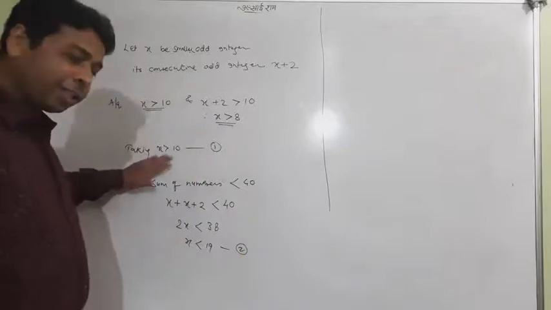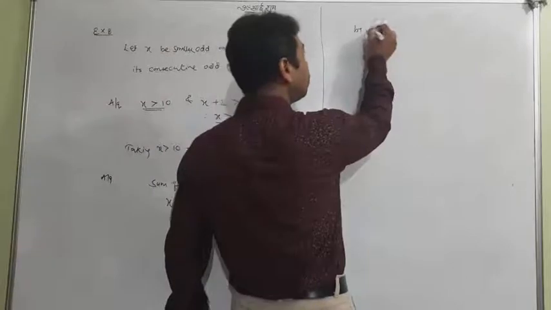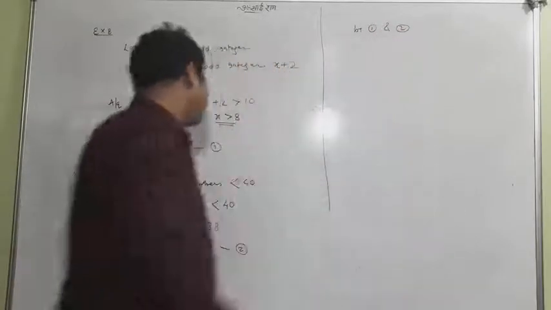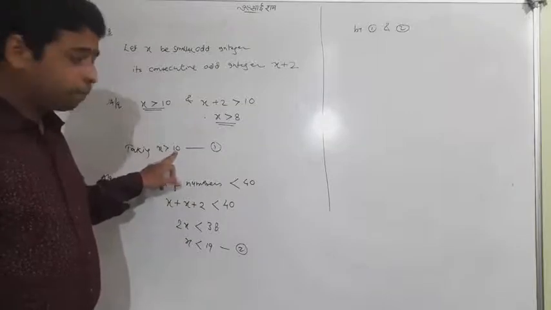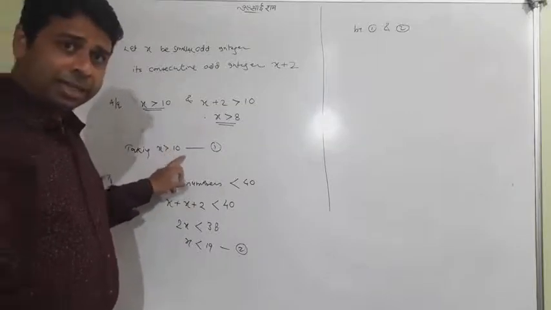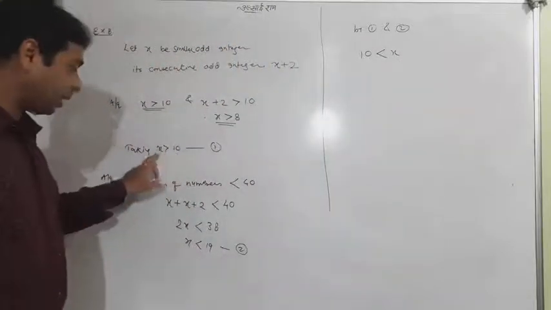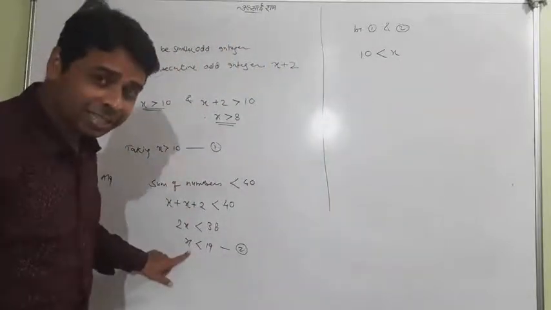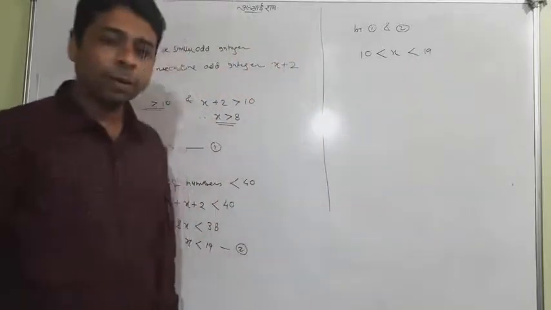Now we have x greater than 10 and x less than 19. You can merge them by 1 and 2. You simply understand that we start with the number having the less than sign: 10 less than x. And you need not write x again: x less than 19. This way you have got x.